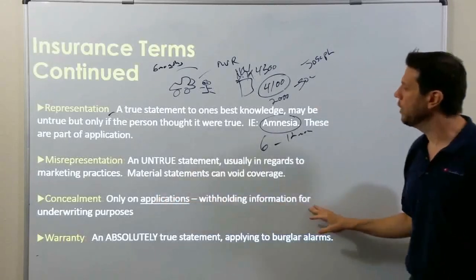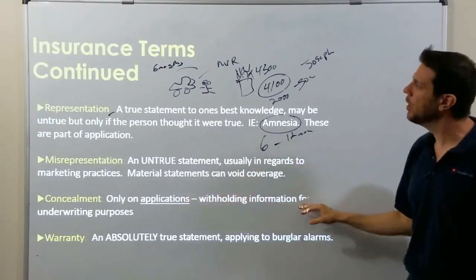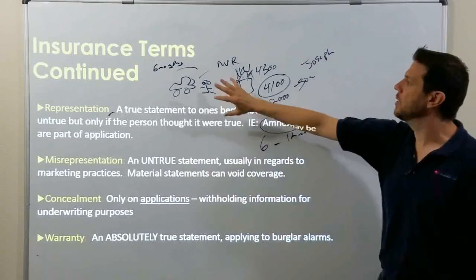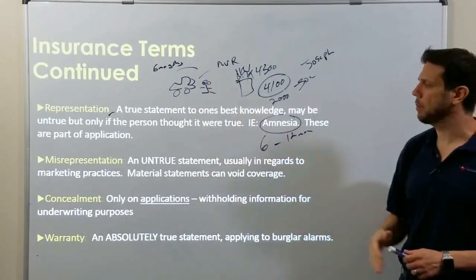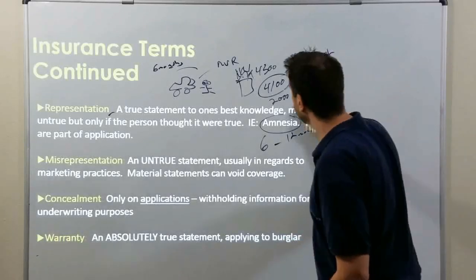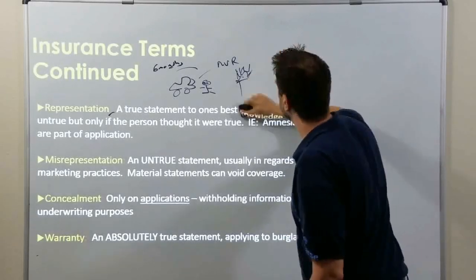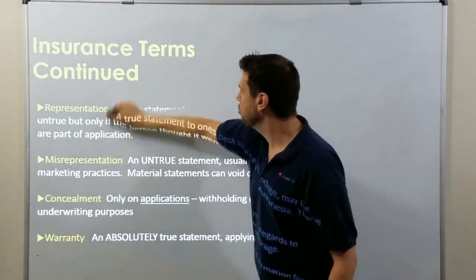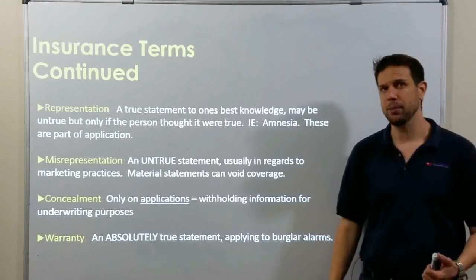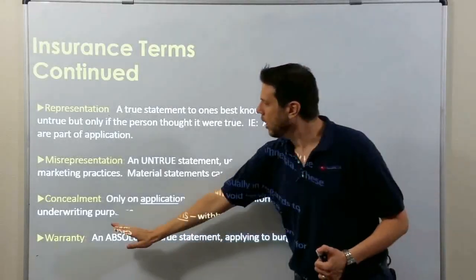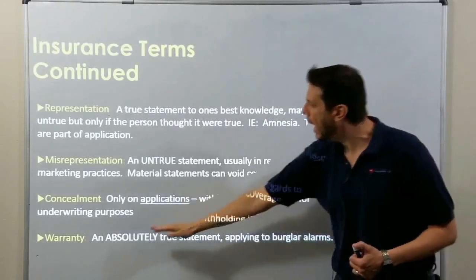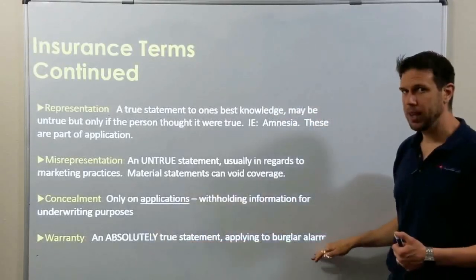Concealment is when you withhold information or you hide information. It's when you're not forthcoming. Misrepresentations are lies. Representations are statements on an application. The next word we have is a warranty. Warranties are guaranteed to be true, and they will remain true the entire time. Warranties are literally true, guaranteed statements that are absolutely true.